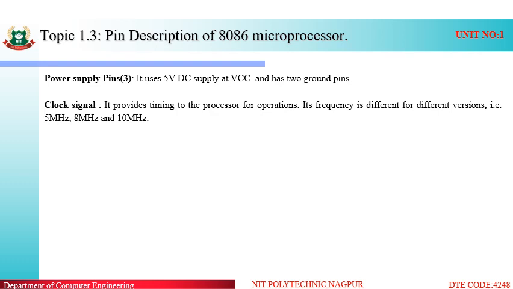So the clock signal or the clock pulses are directly proportional to the efficiency or the working speed of our processor. The more the clock signals are given, the faster our processor will be. So the clock pins are used to provide the clock signals.